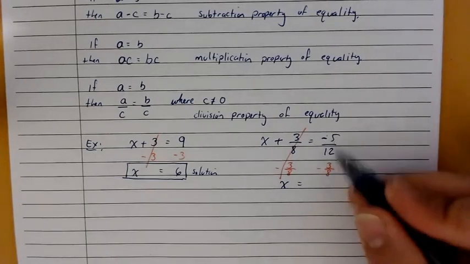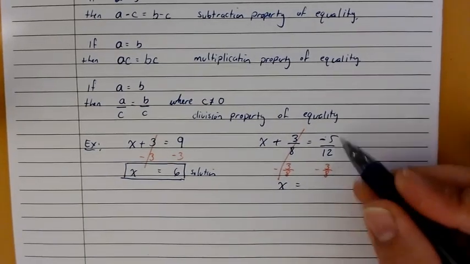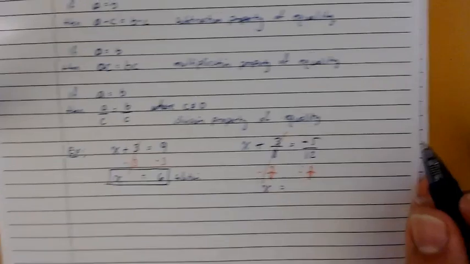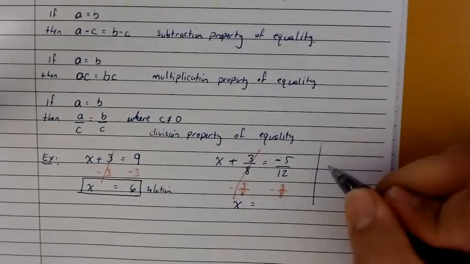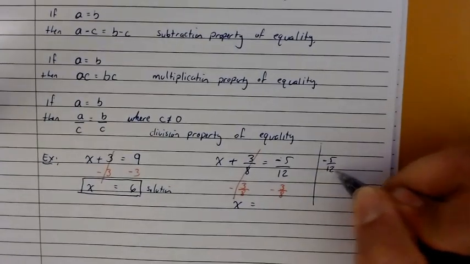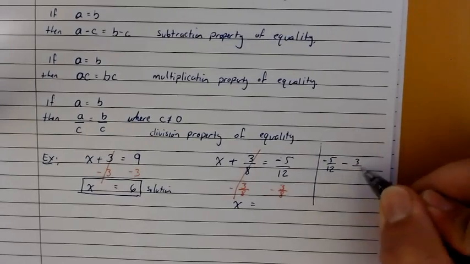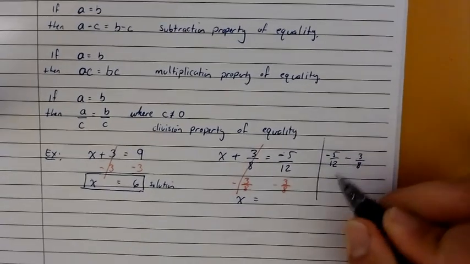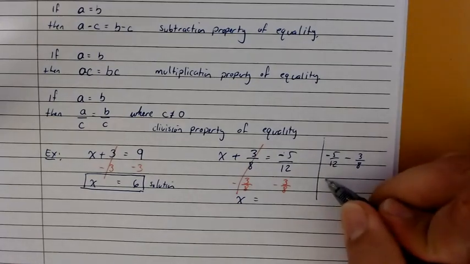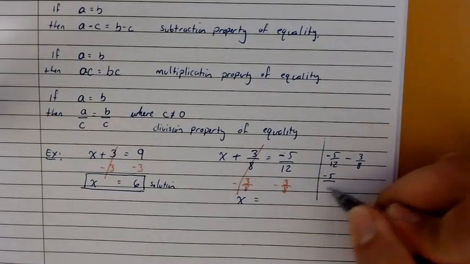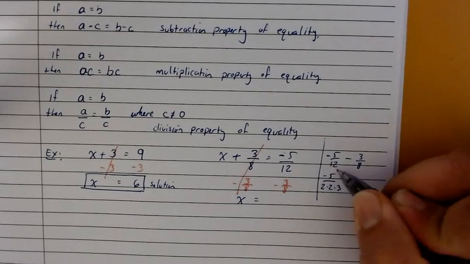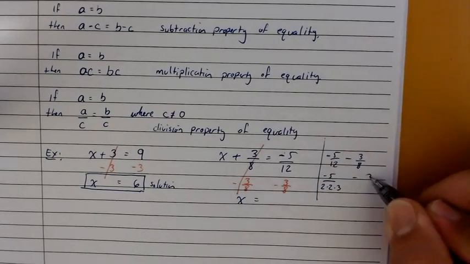So now I have to subtract these. Okay, well, I need a common denominator. Let's go ahead and do this off to the side over here. If I take negative 5/12 minus 3/8, let's see here. That's going to be minus 5 over 2 times 2 times 3, minus 3 over 2.